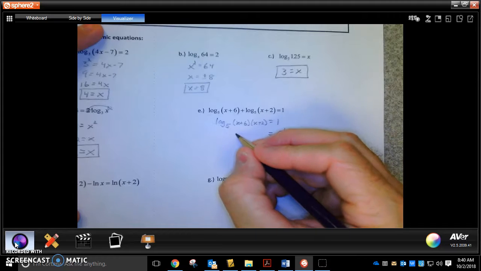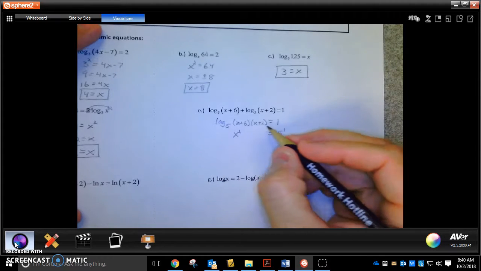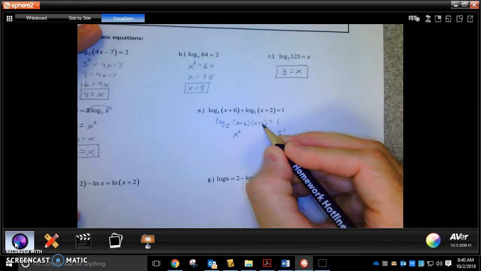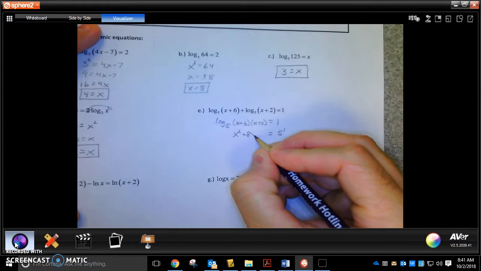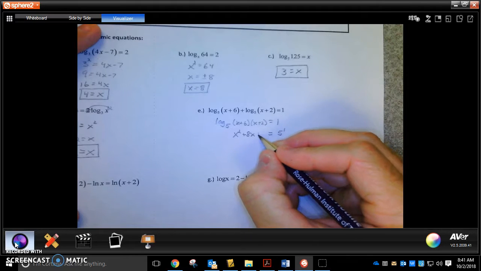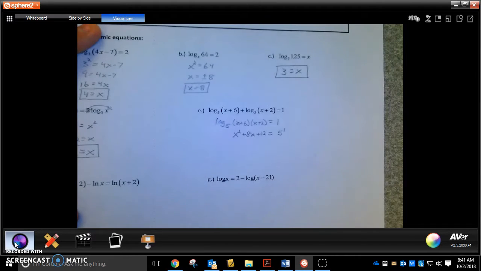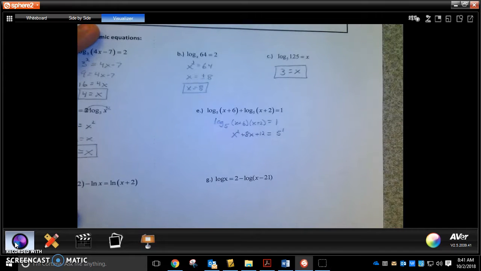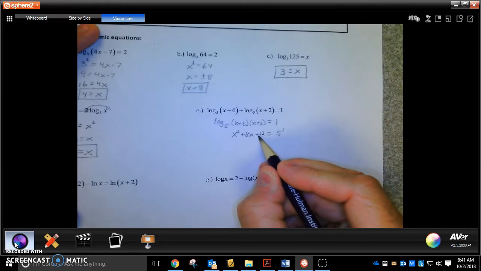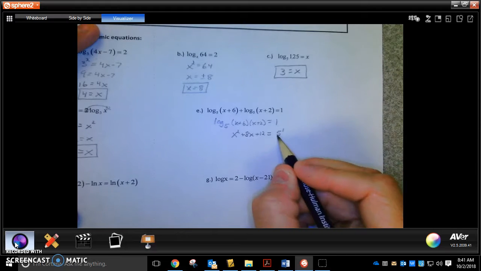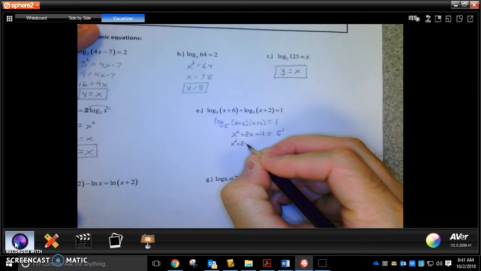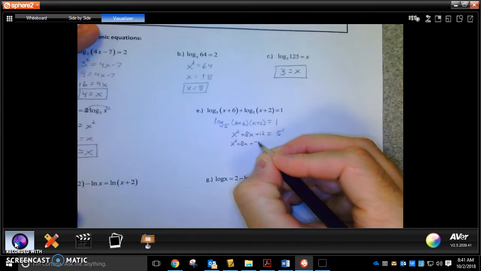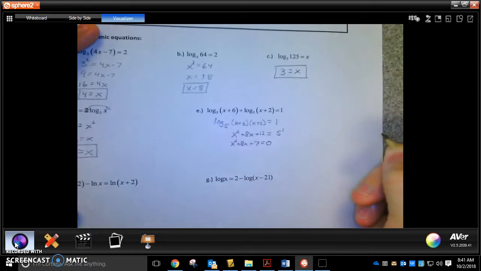So x times x, x squared. I'm going to get x times 2, which is 2x. I'm also going to get 6 times x, which is 6x. So altogether, I'm going to have an 8x here. And then a 12. Now, I'm just going to solve this quadratic. I need to get everything to one side. So I'm going to subtract 5. That's 5 to the first, that's just a 5. So I'm going to subtract 5 from both sides. x squared plus 8x plus 7 equals 0.